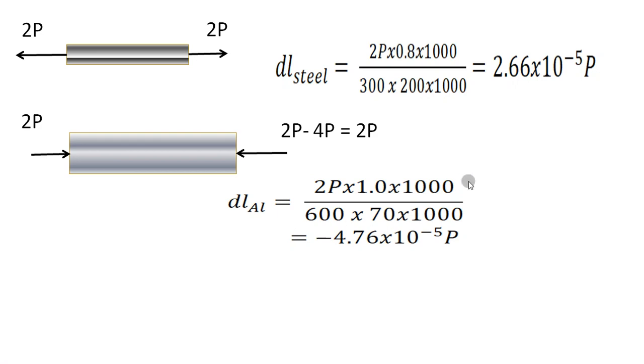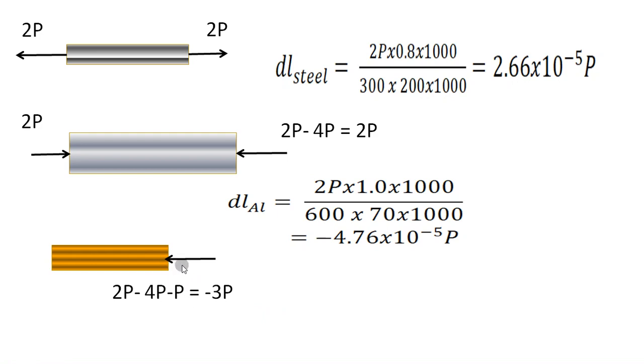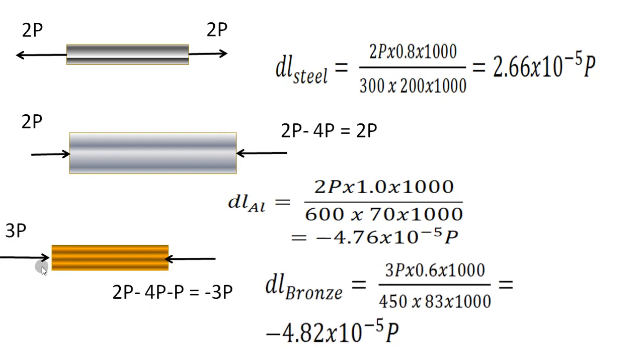And if we apply the formula PL by AE, we will get the compression of the aluminum portion to be 4.76 into 10 to the power of minus 5 P, and it is shown with a negative sign, and here it is a positive sign. Elongation is positive and compression is negative, that is our sign convention. And this is the bronze portion, and here P is acting, which is minus, which is compressive. So 2P from the other end minus 4P, which is applied over here at this particular junction, and minus P. This happens to be minus 3P, and 3P is acting over here. Even this piece is also subjected to compressive load.